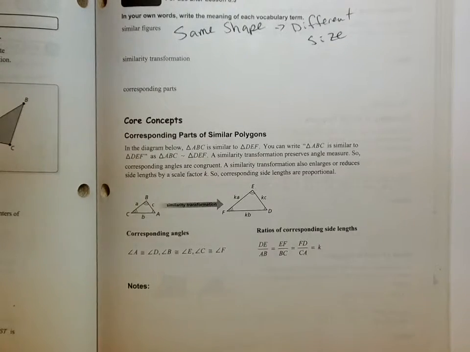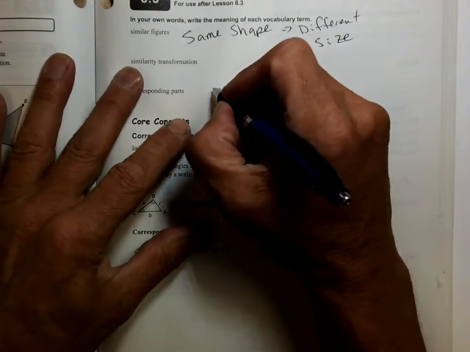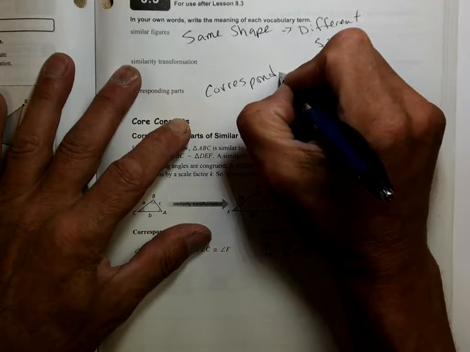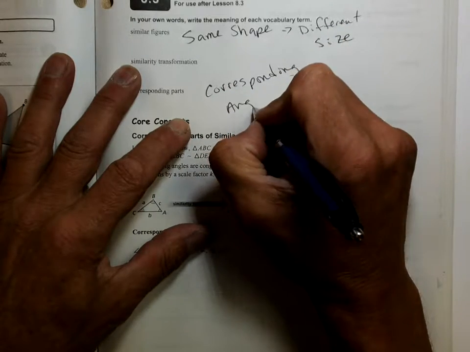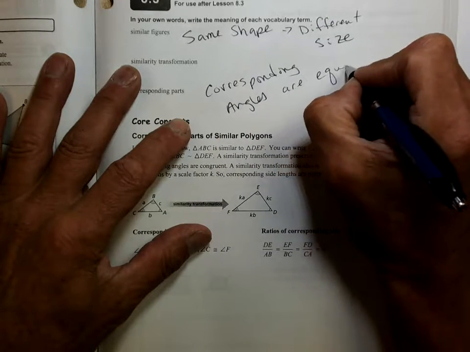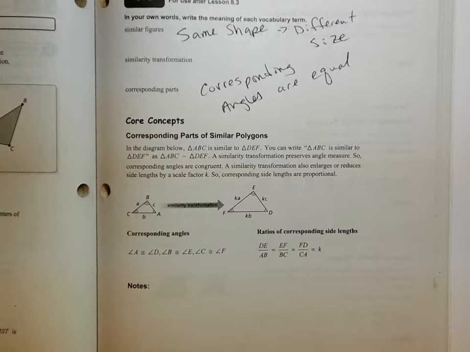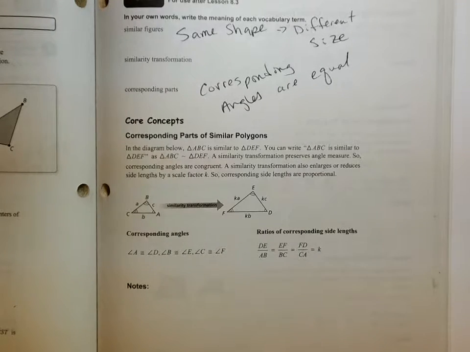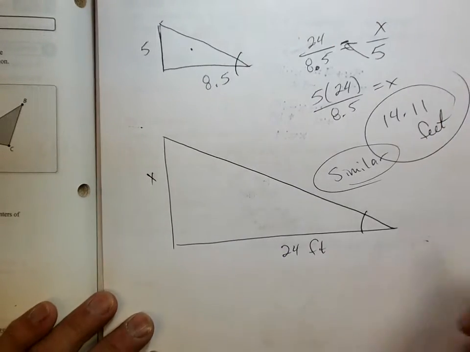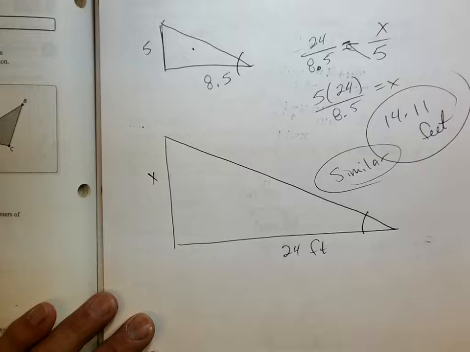If they have the same shape, then corresponding angles are equal. Okay? Corresponding angles are equal. So if I go back to my outside triangle, I know that this angle is equal to this angle. If they have the same shape, the angles must be equal.